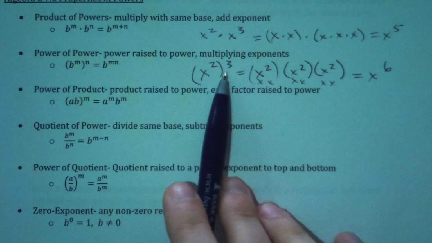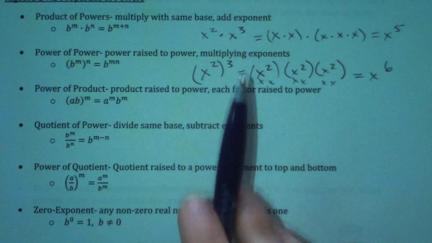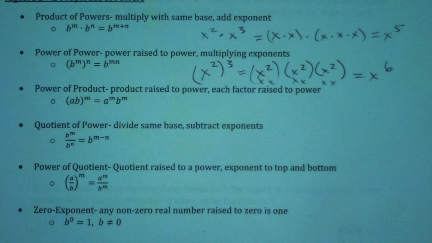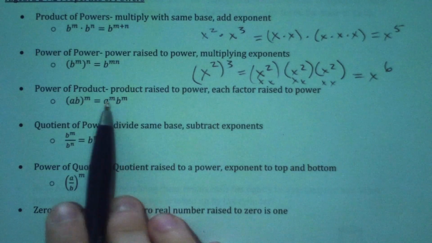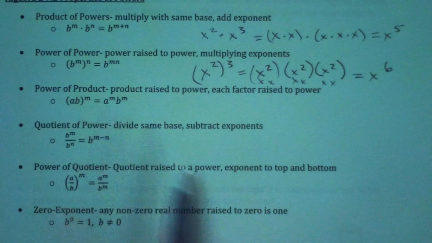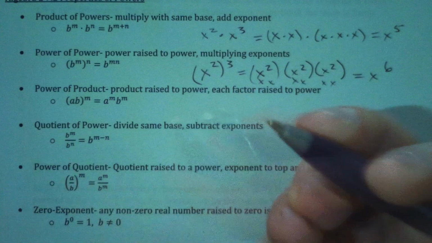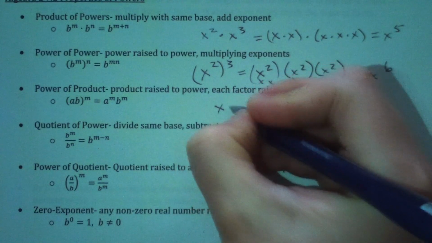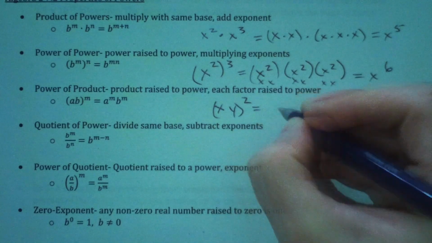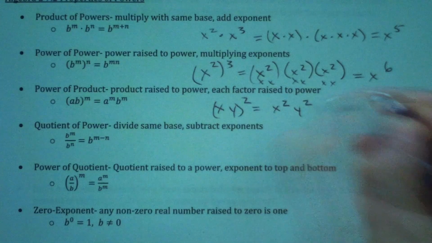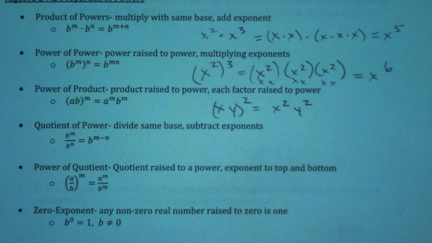And then the next one, power of a product. A product raised to a power, each factor is raised to that power. Here, say you had an x and a y raised to the second power. What you could do is this is the same as x squared times y squared. So if you need to simplify this out, or solve something, both of those are raised to that power, whatever it is. If this was a number in here, you could multiply that out, and that would be fine too.